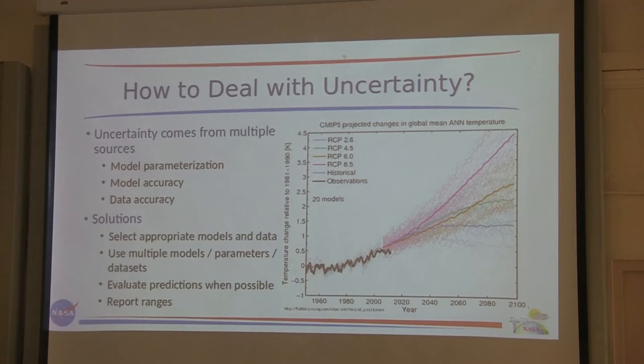And when you do report your data, sometimes it's good to report ranges. So report what happens when I use the RCP 2.6 scenario compared to what happened when I use the RCP 8.5 scenario, and what happened when I use one climate model versus another climate model. All right, so you can see that range and look at what the uncertainty is like.